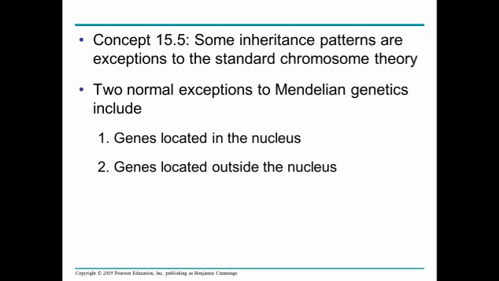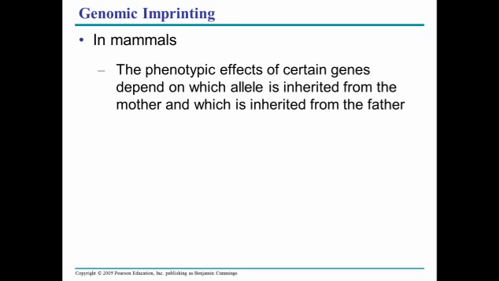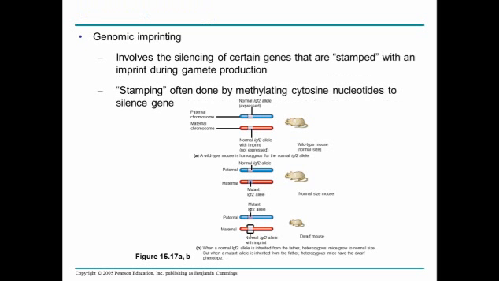So there's some exceptions to Mendelian genetics, as opposed to the normal dominance and recessiveness that we encountered with Mendel's peas, because not only are genes located in the nucleus, as we've previously covered, but there's genes outside the nucleus, like in the mitochondria and also in the chloroplast. So in mammals, the phenotypic effects of certain genes depend on actually which allele is inherited from the mother and which is inherited from the father. And we call this genomic imprinting. Your book will talk a little bit more in detail about that.